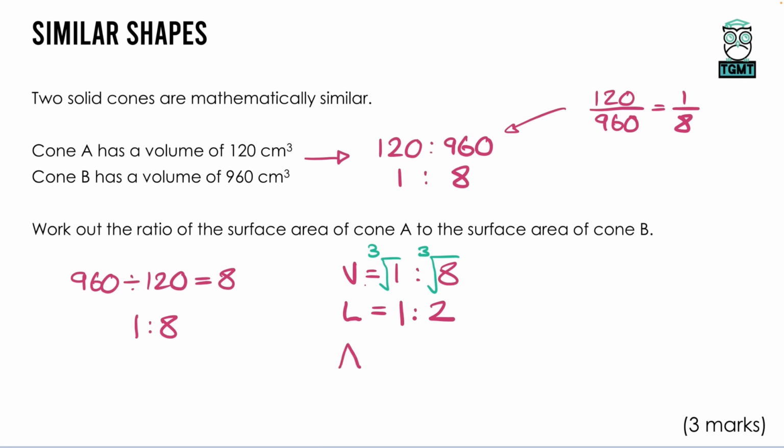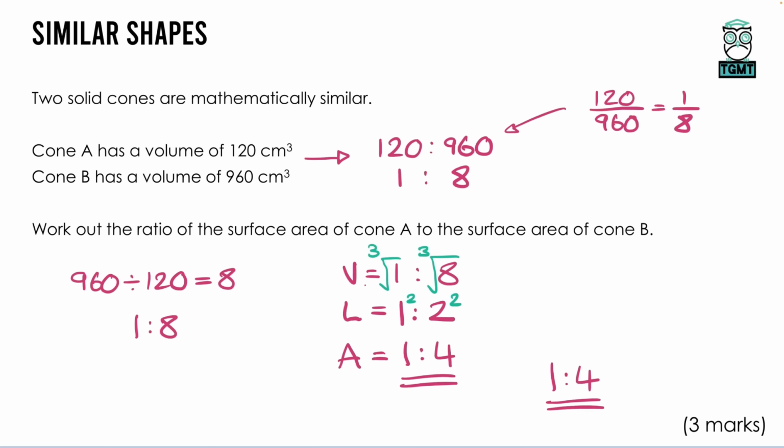To get to area, the process to move between length and area is squaring and square rooting. We're going up to area, so we're going to square these, and that's going to give us our area ratio, which is 1 to 4. And there we go, that is our ratio, 1 to 4 would be our final answer. And there we go, that's moving between length, area and volume scale factors.